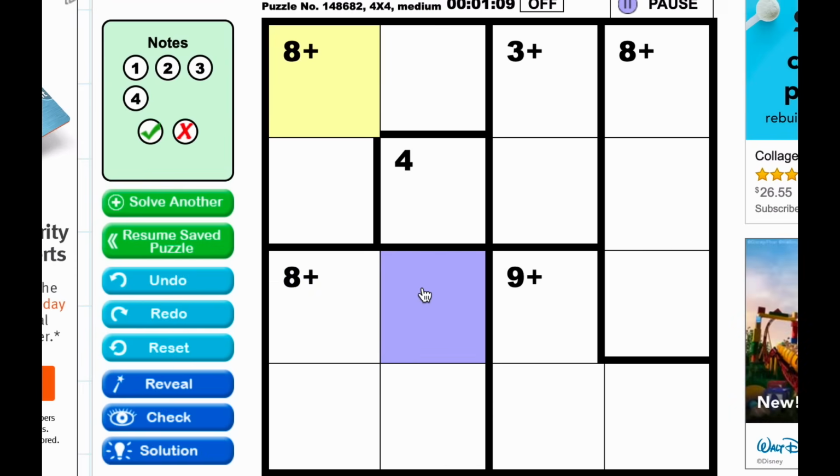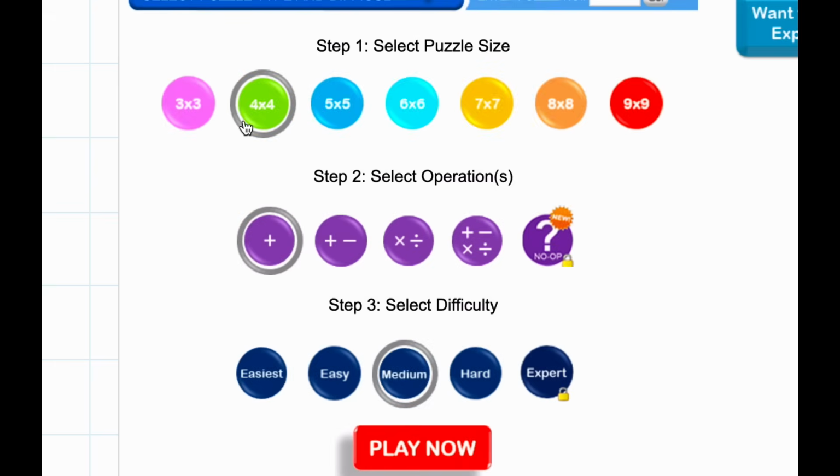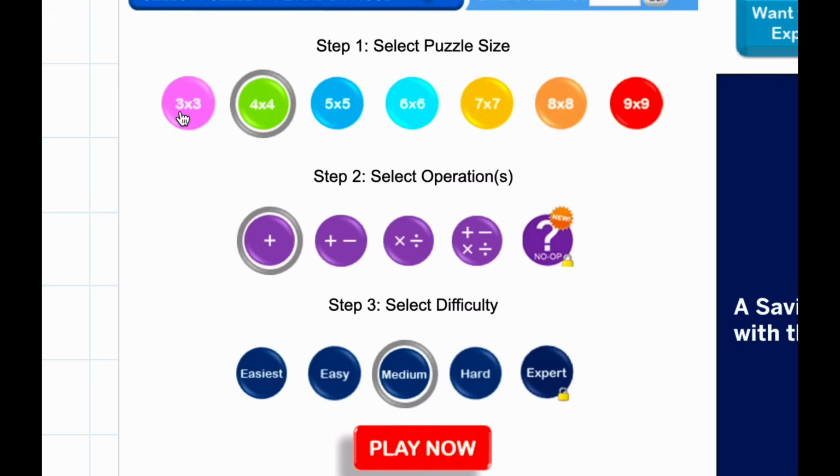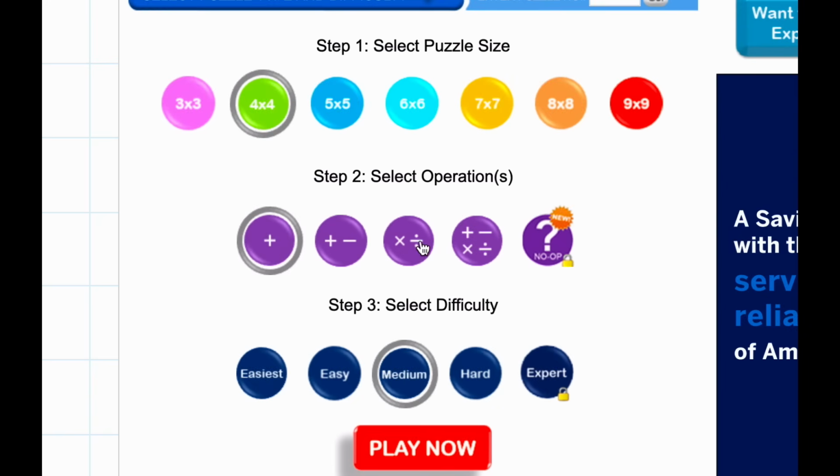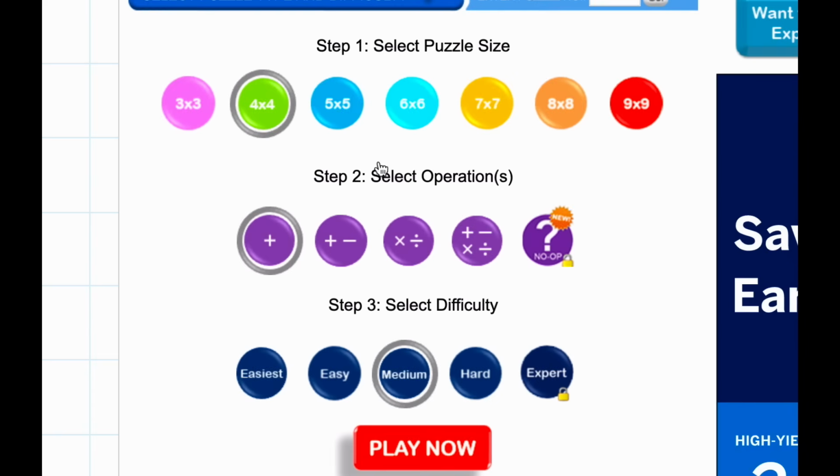Now I'm going to take a quick step back before I teach you how to solve this beginner puzzle, just so you can see that your choices are 3x3, 4x4, 5x5, all the way up to 9x9, which is really a complex puzzle. You can have just addition only, which is what this puzzle is, so I can teach you. But you can also have subtraction, division, multiplication, which, if you think about it, can make these puzzles really challenging. So just for teaching you, I've picked a 4x4, adding only, medium.